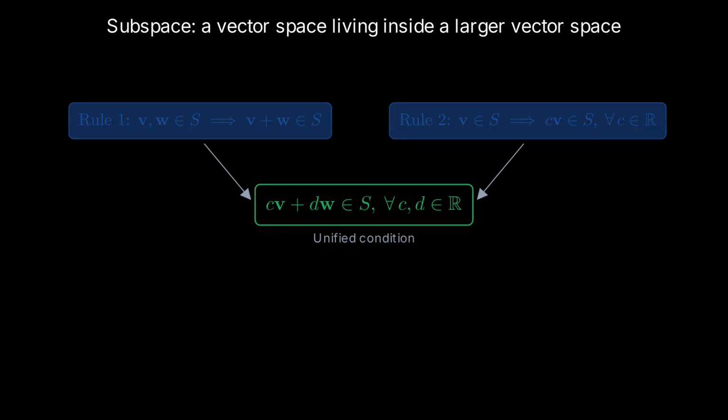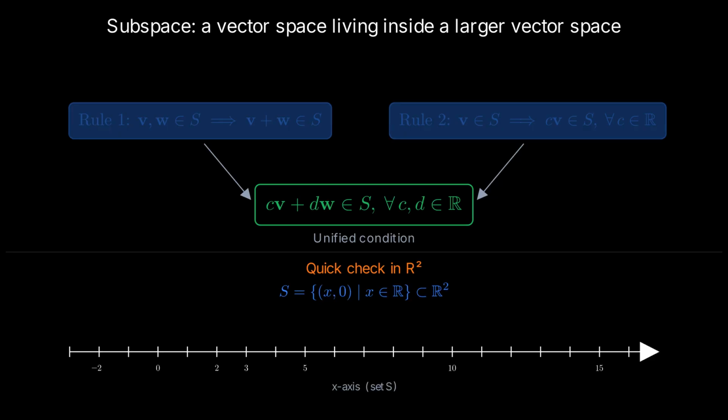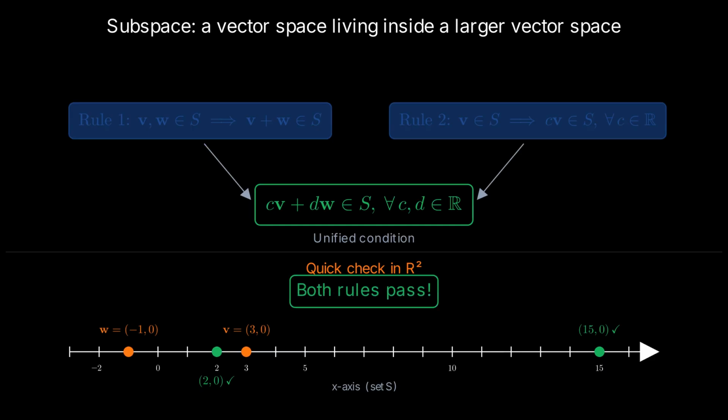These two rules actually collapse into one unified condition. S must be closed under all linear combinations, expressions like c times v plus d times w, where c and d are real scalars. Let's do a quick check in R2 and let S be the x-axis, meaning all vectors of the form (x, 0). Take v equals (3, 0) and w equals (-1, 0). v plus w equals (2, 0). That's still in S. 5 times v equals (15, 0). Also in S. Both rules pass.